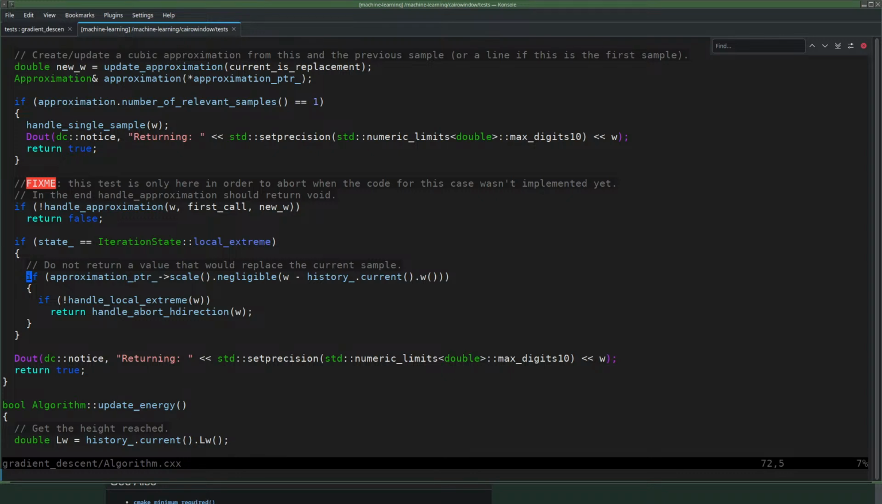The W was already updated. The last sample in the history is this. And if these are too close together, then I don't want to return that. But then what we do is immediately call handle local extreme. And that goes wrong, I think, because that assumes that... damn it.